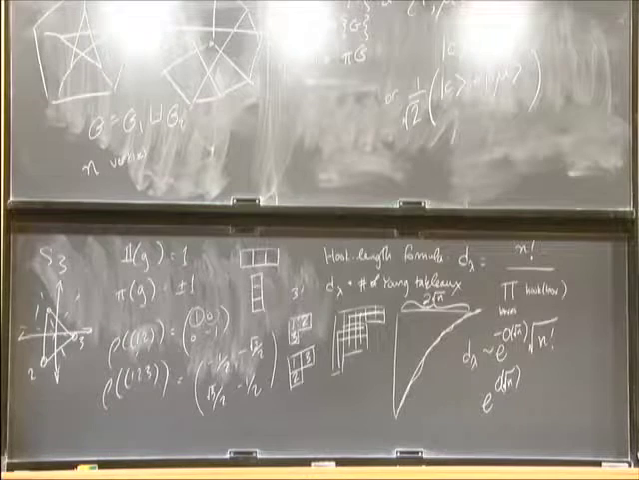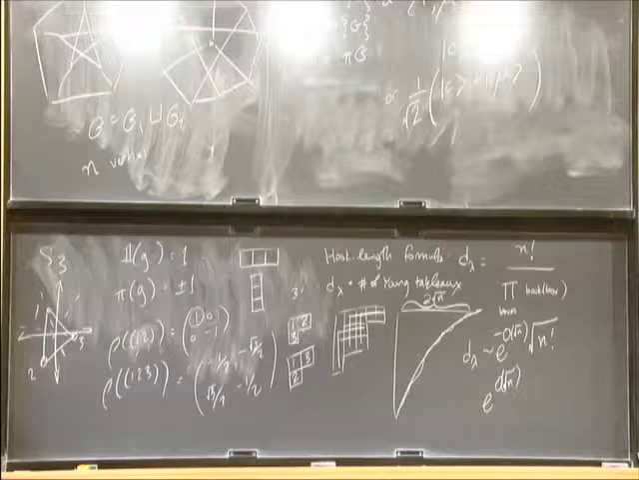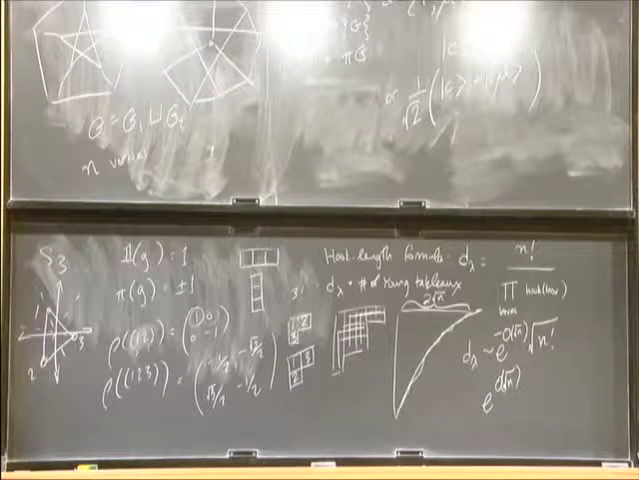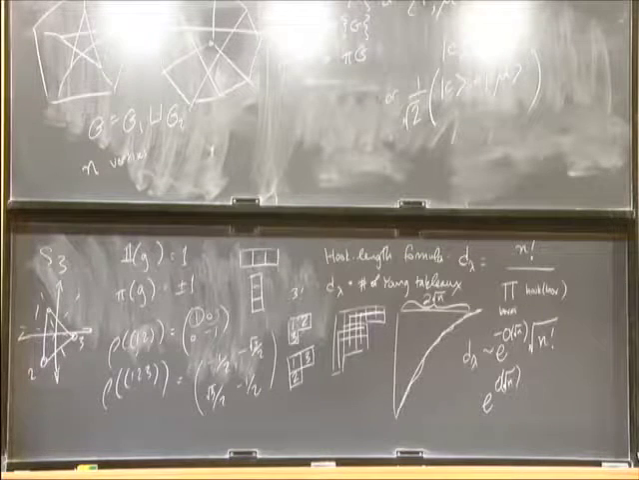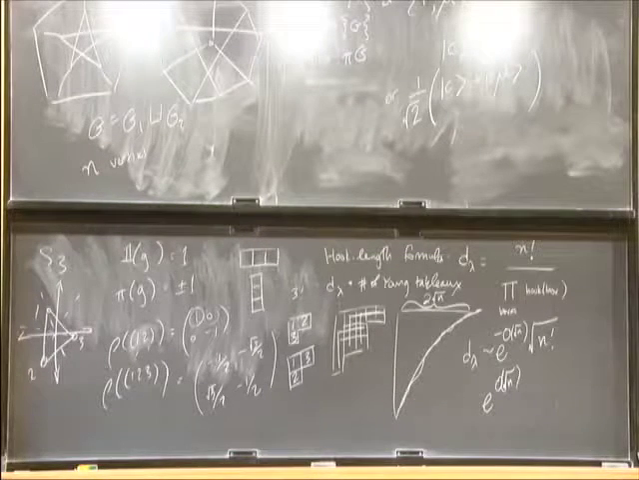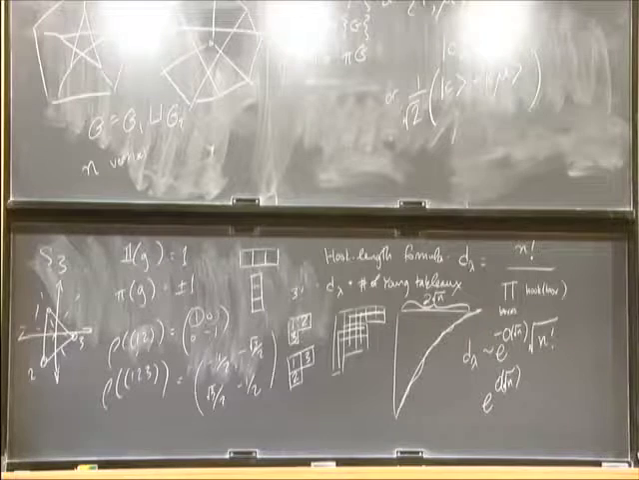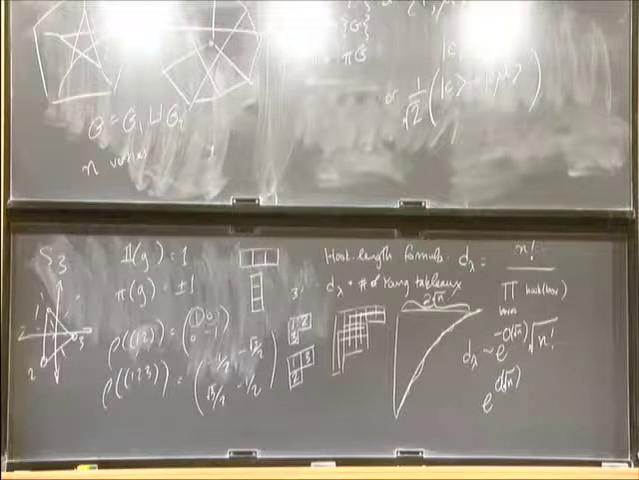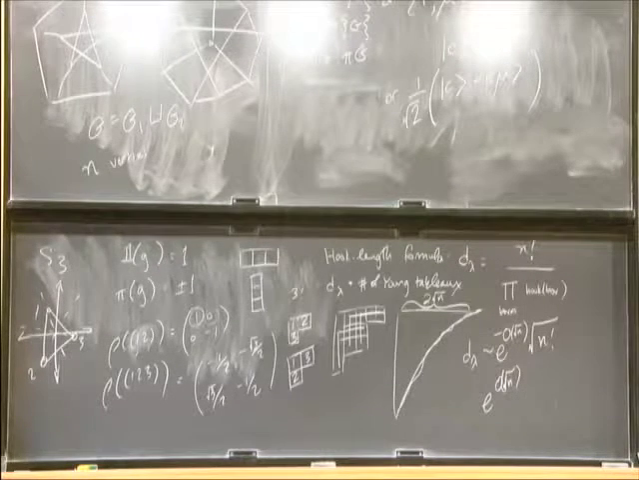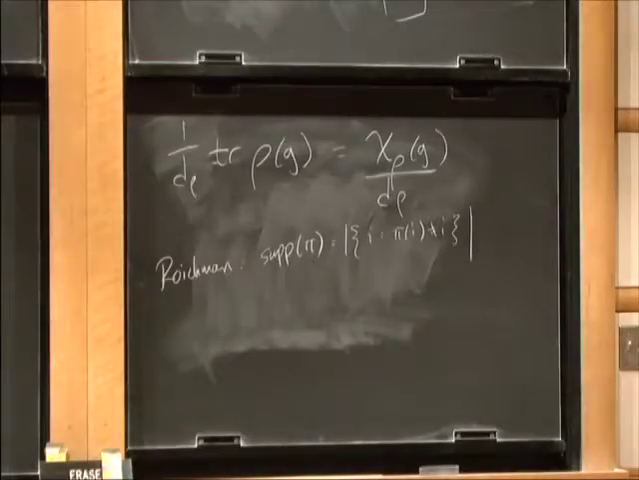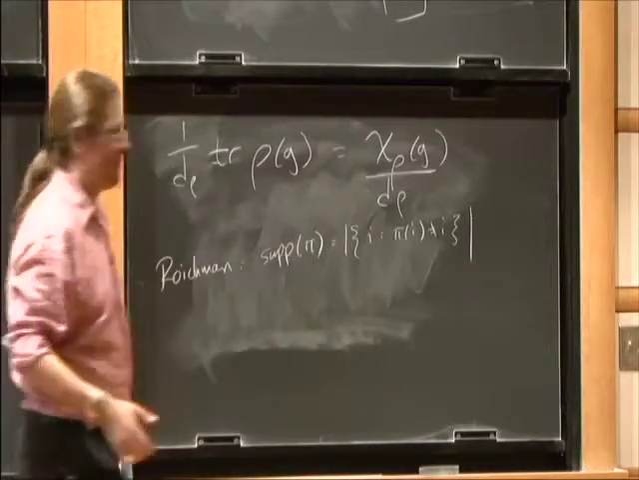So let's define the support of a permutation pi as the number of things that get moved by the permutation. So for instance, for our involution here, the support is n, it's everything.